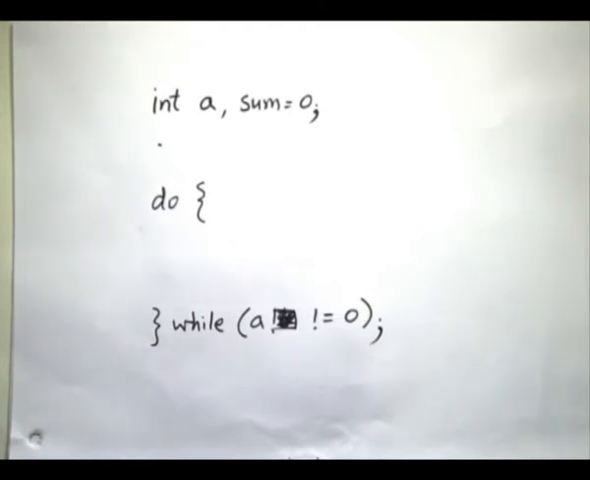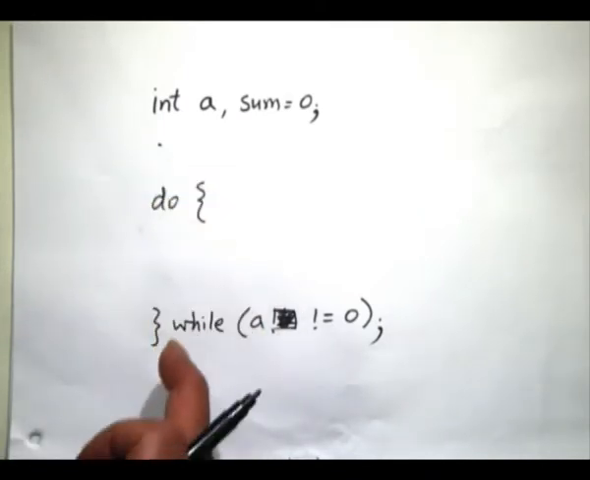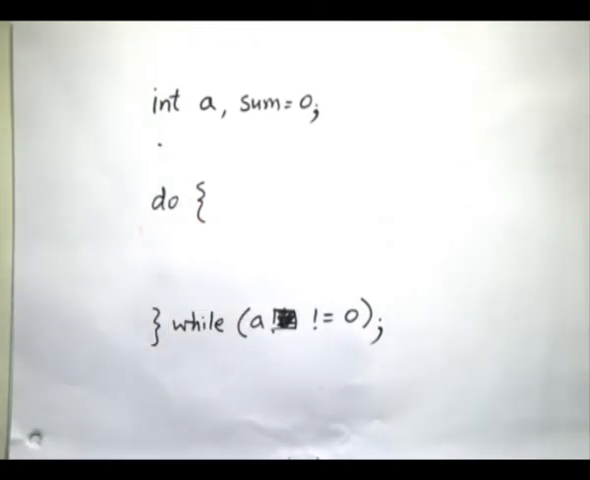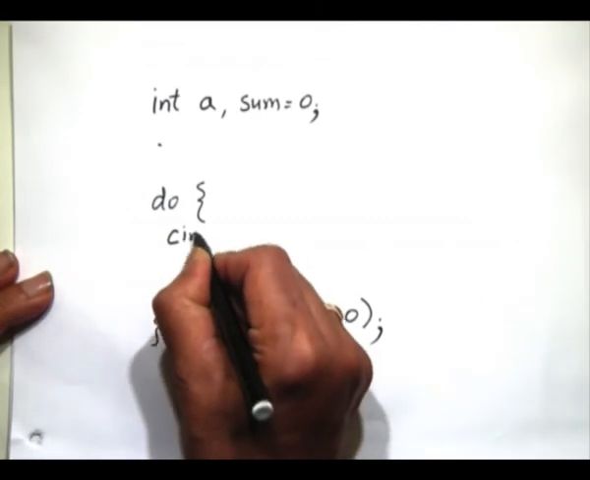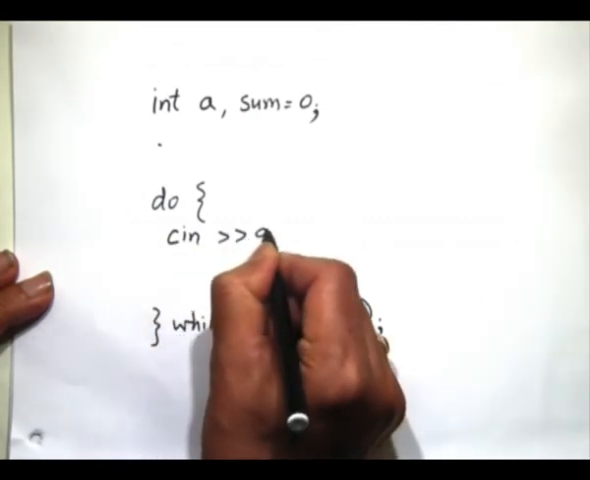Now earlier, while a not equal to 0 was being examined at the top, so I had to actually read the first input directly before going in. I don't need to do that now. I know that when I say do something, it will always be done at least once. So I can actually enter this loop. I can now say cin greater a.